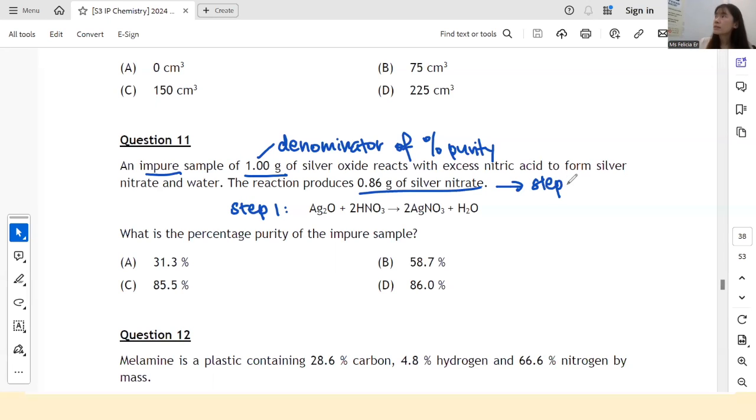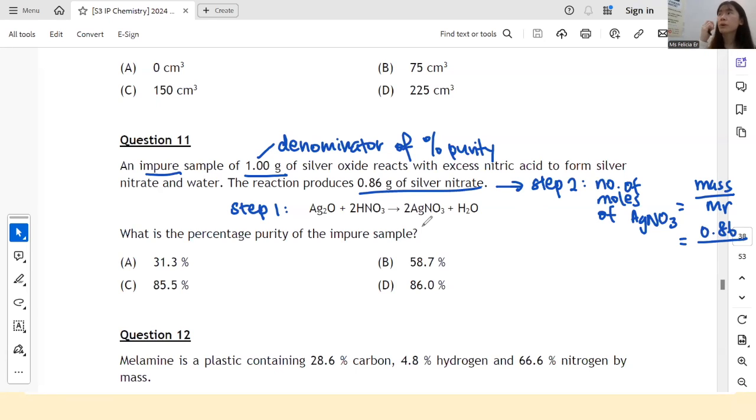Step 2 is number of moles. Let's try whether we can calculate the number of moles. In this case, the number of moles of silver nitrate, which is this, they give you mass, right? Isn't it the mass over Mr formula? Then you put 0.86 over the Mr. So maybe can someone help me press the calculator and tell me what's the answer?